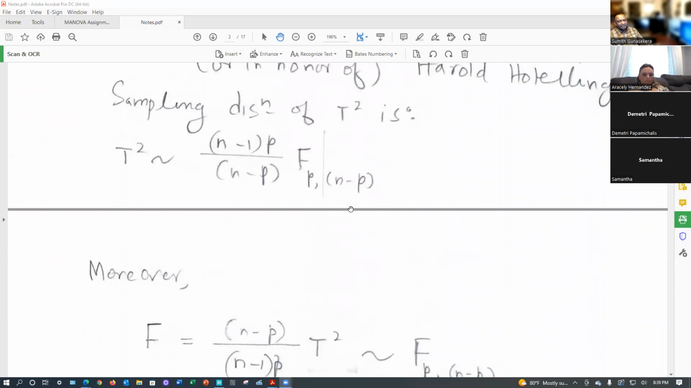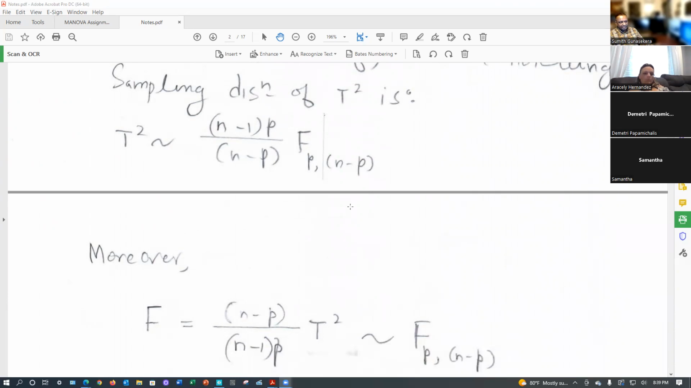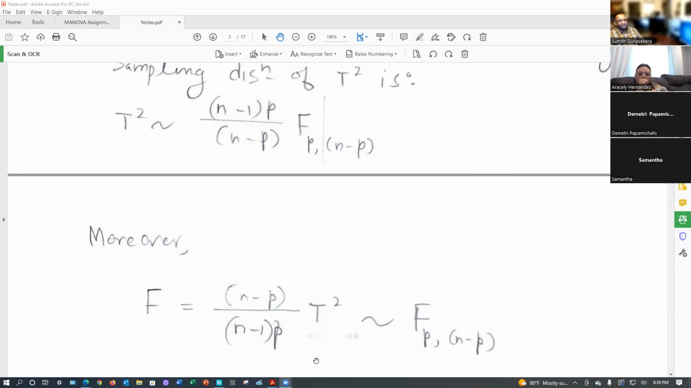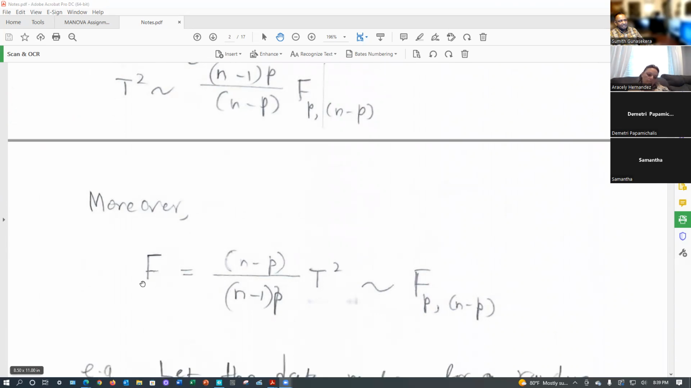If you rearrange, you can write the F in terms of t squared. I'm going to move the n minus p to here and divide by this one, and then I can write the F. So if you want to convert the t squared into F, you have to multiply by this factor, which contains the degrees of freedom for the numerator and denominator. Okay, a rough idea.